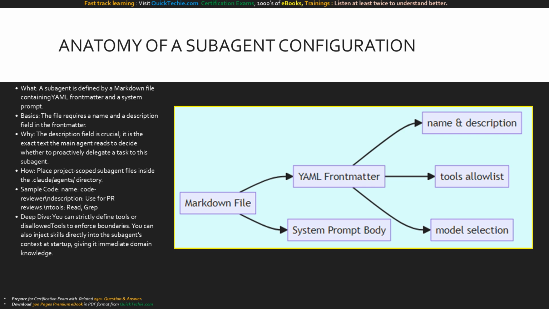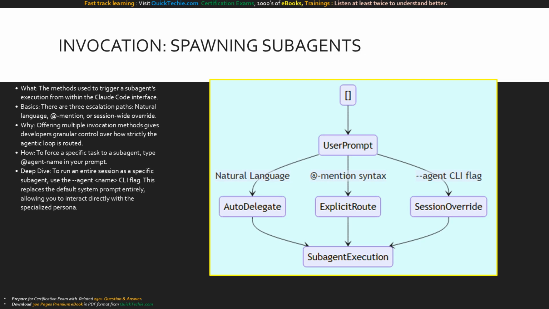The bottom half is the system prompt body, which dictates the actual behavioral instructions the AI model will follow during execution. So how do we actually spawn these child agents? There are three main escalation paths.